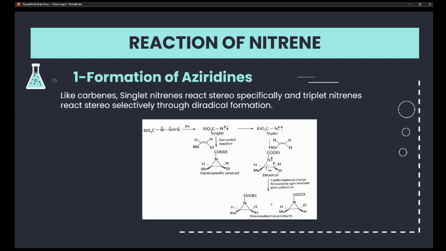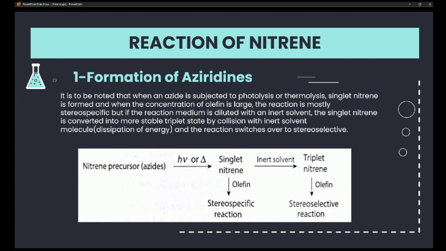Formation of aziridines. Like carbene, singlet nitrenes react stereospecifically, and triplet nitrenes react stereoselectively through diradical formation. In this reaction, there are two types of electronic state of nitrene: singlet nitrene and triplet nitrene. Different products we get. The first product, by the singlet nitrene, is the stereospecific product. In the triplet nitrene we get the stereoselective products. Formation of aziridines.